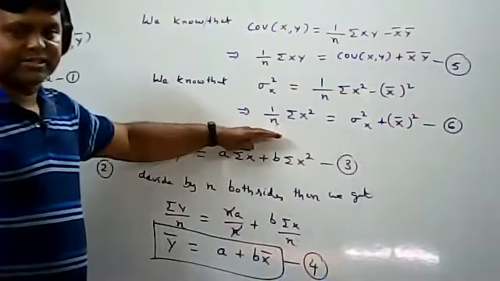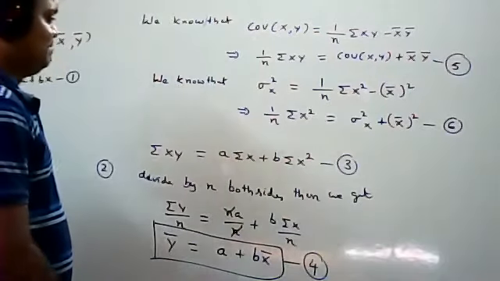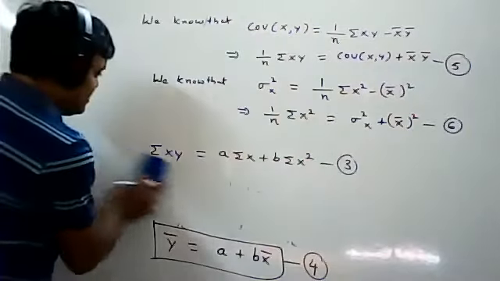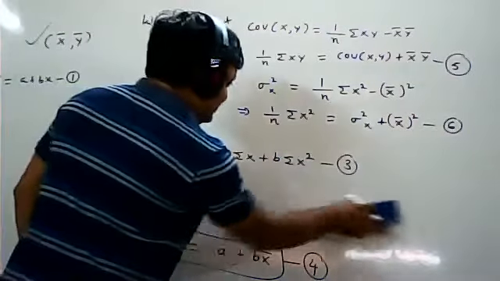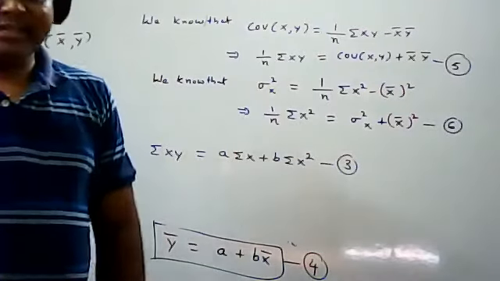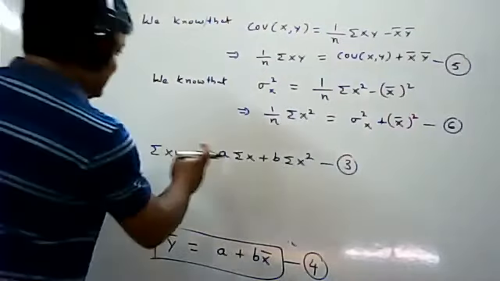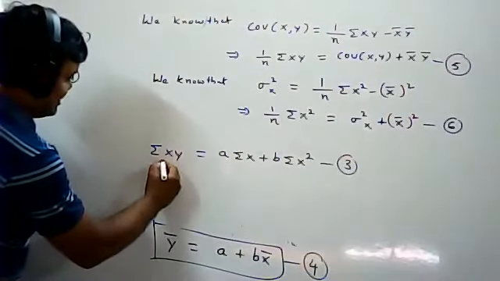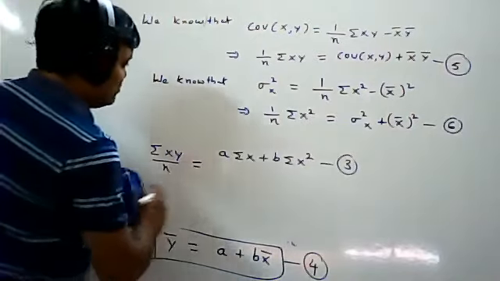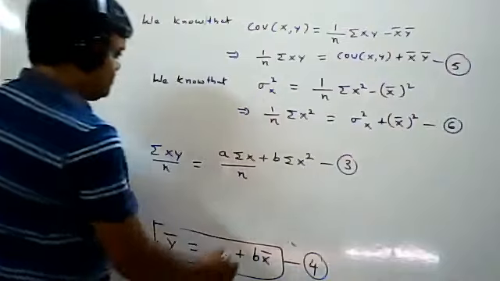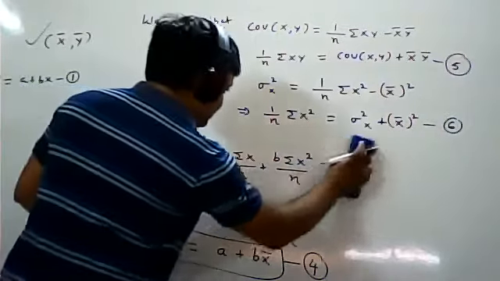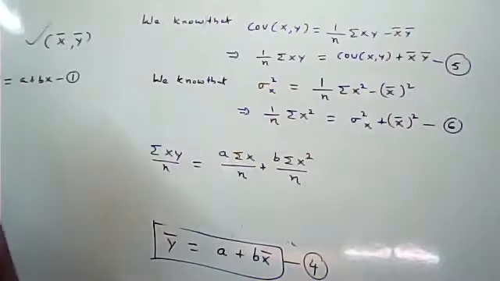Write down the next line. Consider equation 3 and divide by n both sides. Then we get, this is equation 3, just I will divide by n both sides. That means summation xy by n equal to a summation x by n plus b summation x square by n. So I am dividing by n both sides.